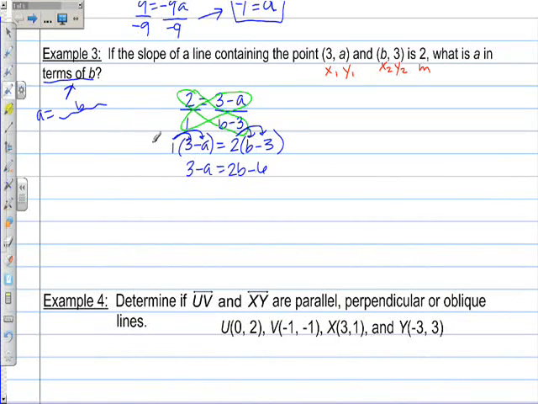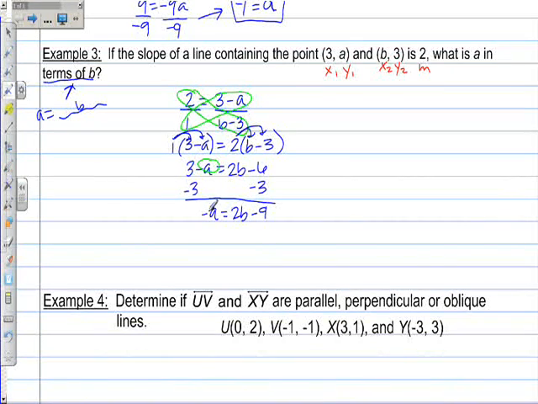And if we want to get it in terms of b, that means that we need to get this a by itself, okay? So the first thing I would do is subtract 3 from both sides. You end up with negative a equals 2b minus 9.